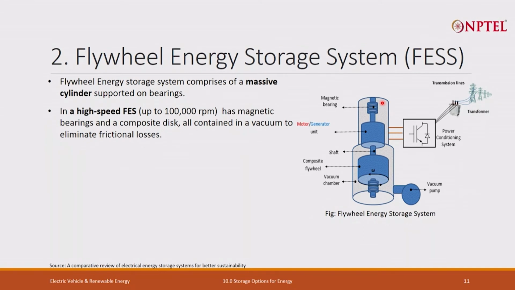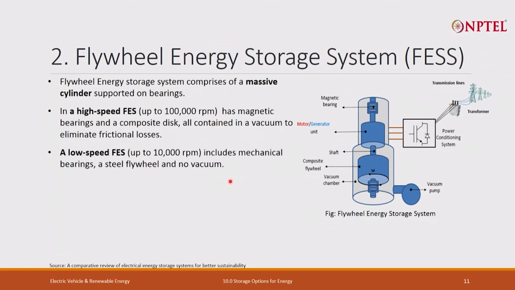So this is basically a massive cylinder, very high inertia, can go to an RPM up to 1 lakh. Generally it will have magnetic bearings and composite discs, mostly to reduce the frictional losses. All contained in a vacuum chamber. The main aim is to reduce the frictional losses. Low speed FES is also possible, but not as efficient as high speed FES. Up to 10,000 RPM, that may have the mechanical bearing, but then your losses would be slightly higher. Also no vacuum, but then your losses would be higher.